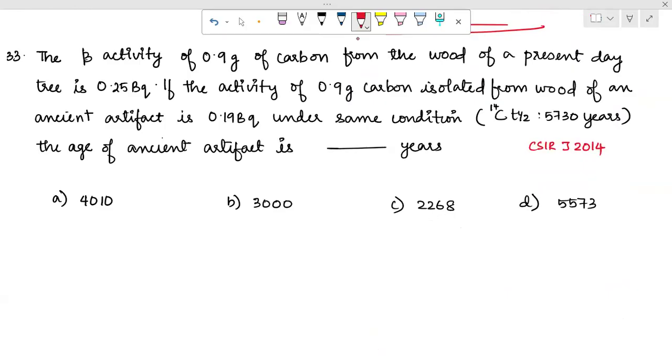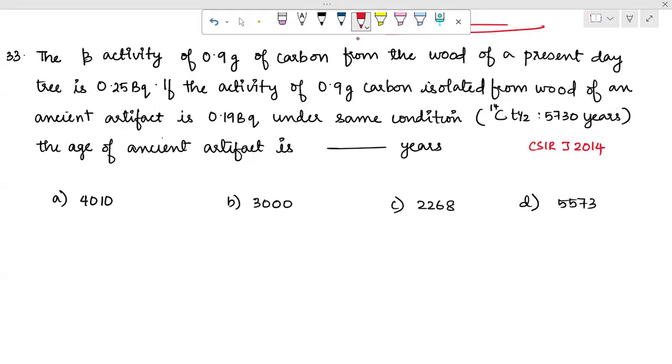Next, the beta activity of 0.9 gram of carbon from the wood of a present day tree is 0.25 BQ. Okay, now just understand that your activity could be given in disintegrations per minute per gram, or this is another unit BQ, which you will be learning in depth in the nuclear chemistry topics. Okay, so you have to understand that activity, the present day is 0.25.